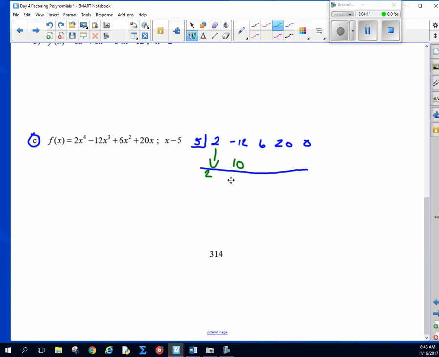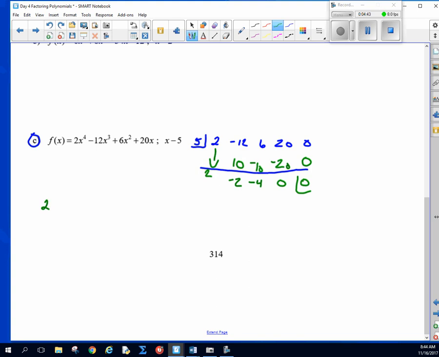Negative 12 plus 10 is negative 2. 5 times negative 2 is negative 10. 6 minus 10, or plus a negative 10, is negative 4. 5 times negative 4 is negative 20. 20 plus a negative 20 is 0. 5 times 0 is 0. 0 plus 0 is 0. Because my remainder is 0, I know that x minus 5 is a factor.